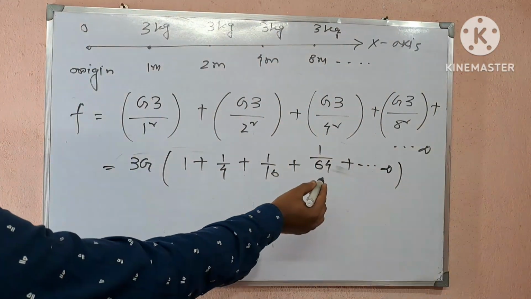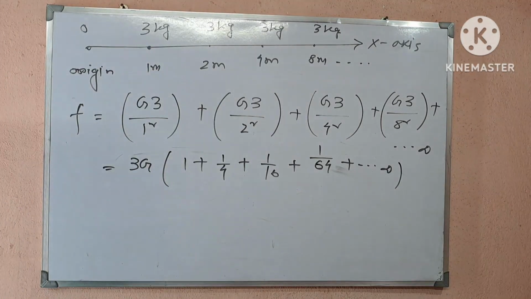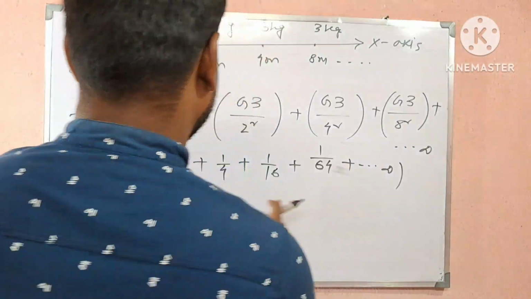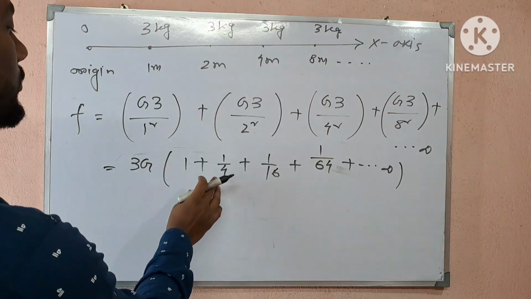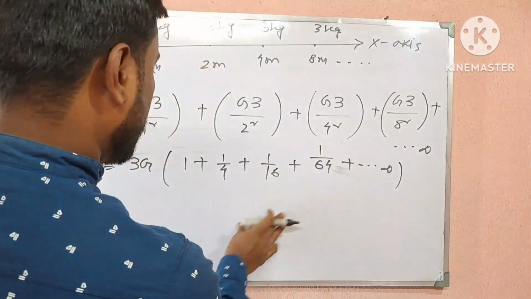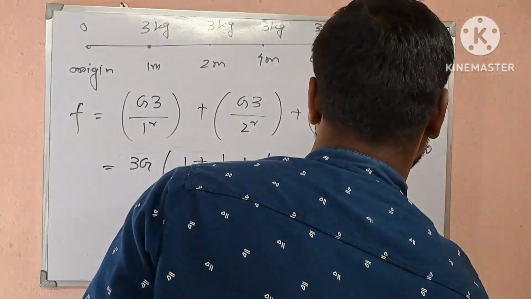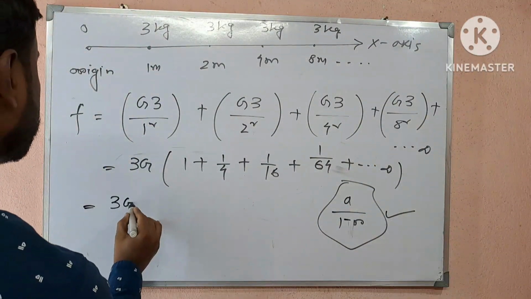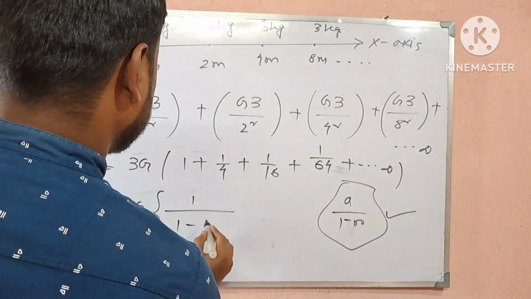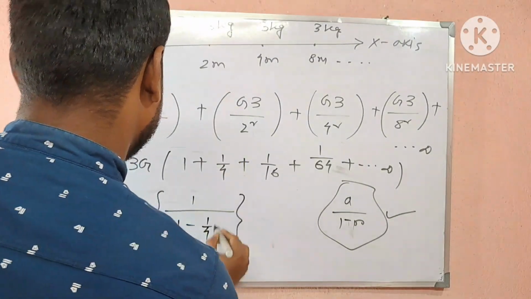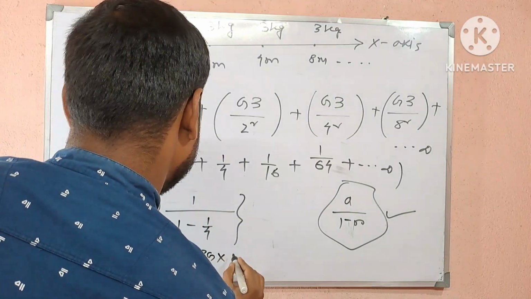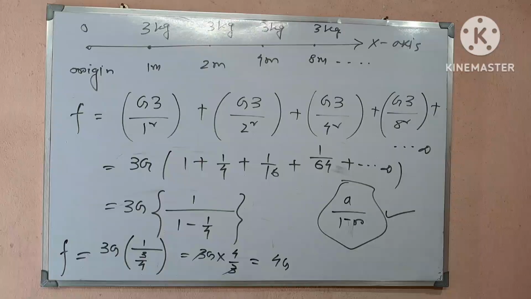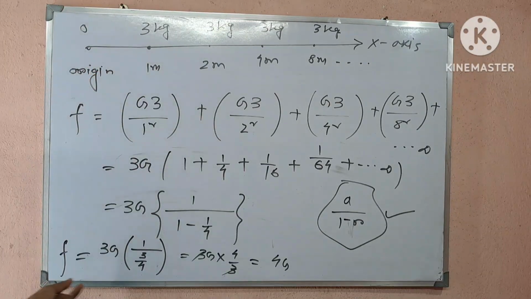So if you see carefully, this one is also an infinite GP series. We know for infinite GP series, a is called first term and r is called common ratio. Here the common ratio is 1 by 4. So the sum of this infinite GP series will be a by 1 minus r. This is the formula for finding the sum of an infinite GP series. So here the result will be 3G into first term 1 divided by 1 minus common ratio 1 by 4. If you solve it, the value will be 3G into 4 by 3. So 3 will cancel each other. 4G is the result. So total gravitational field at origin is 4G.